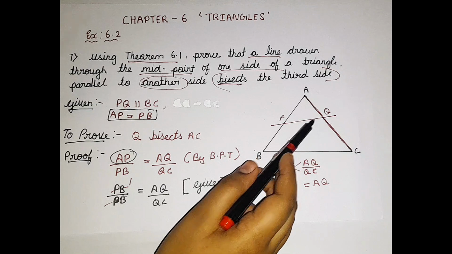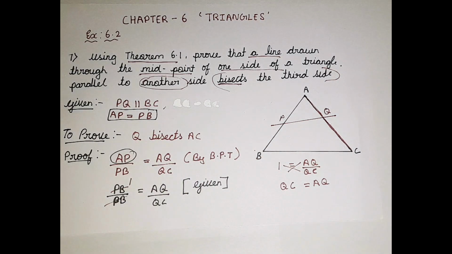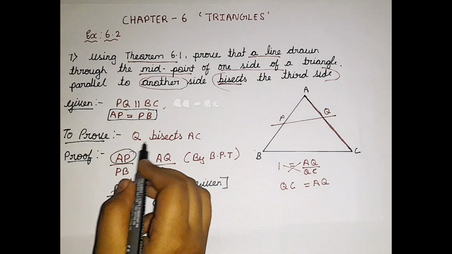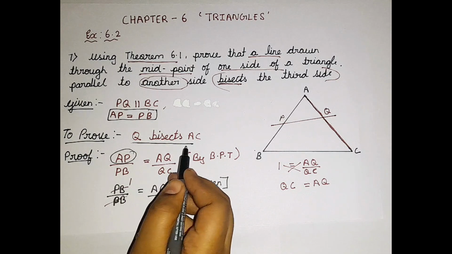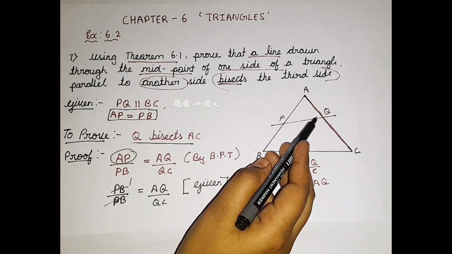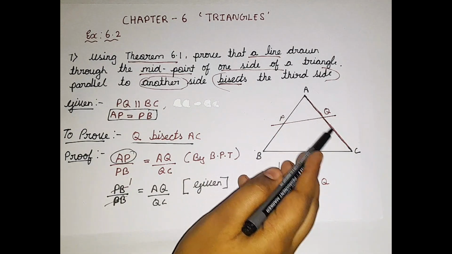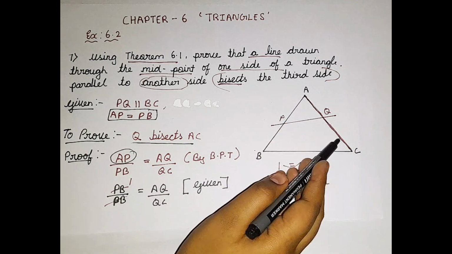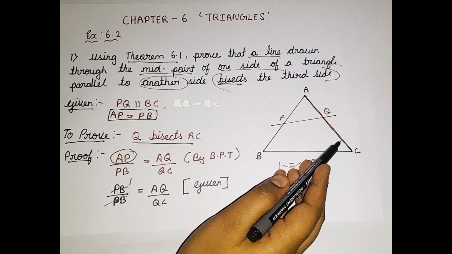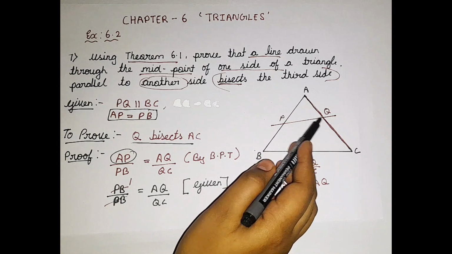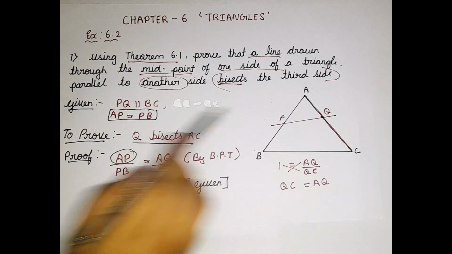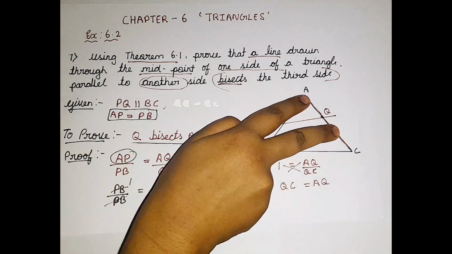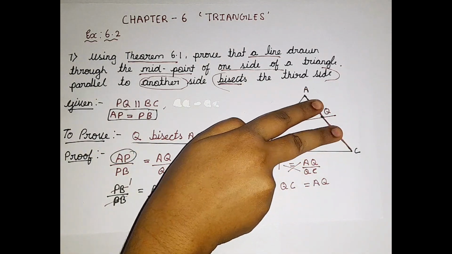So this is what we are supposed to prove. Am I right? You guys might be wondering how come it is possible. We are supposed to prove Q bisects AC. So what is the meaning of this statement? Q bisects AC means this Q is dividing this side into two equal parts, that is AQ and QC. I just told you in the starting of the video.